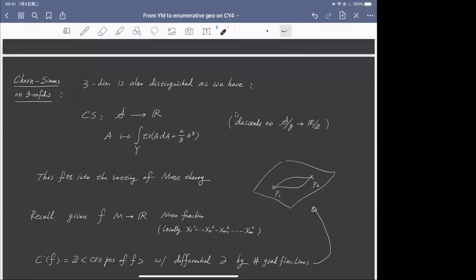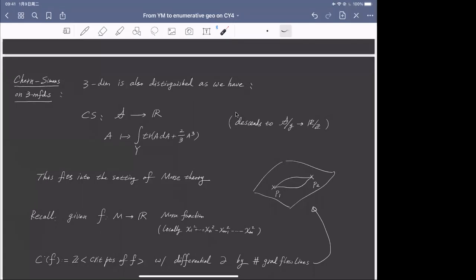So Chern's name appears again. The Chern-Simons functional is a function on this space of connections. Actually you can also descend to gauge equivalence classes of connections anyway. So it's a map from the space of all connections to the set of all real numbers.